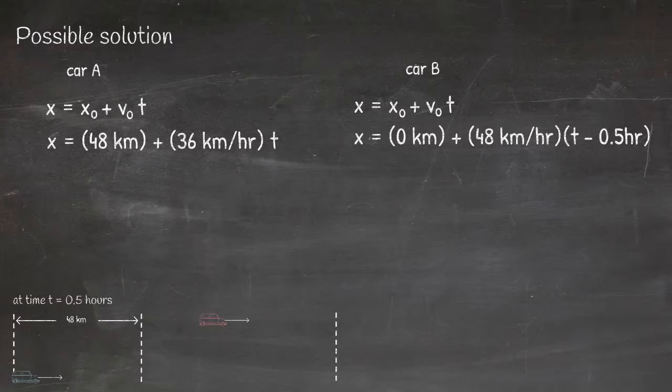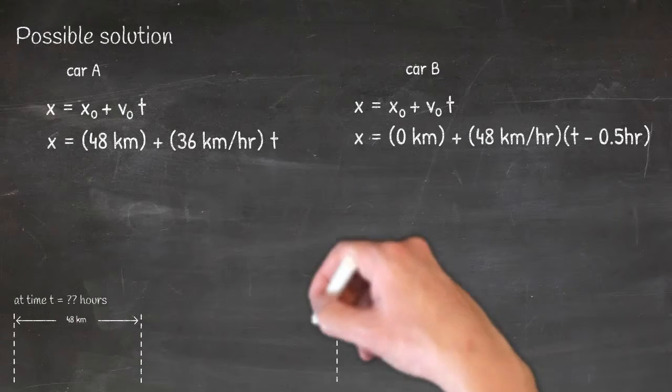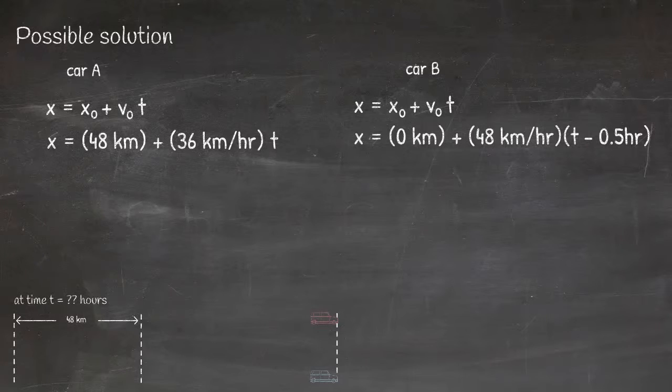You see how that works? That's the toughest, sneakiest part of this entire problem. It's not the equation bit or how we do the rest of the math. It's adjusting that time so that we take into account the half hour that car A has already been traveling. Okay. So all that's left to do then is to figure out what time it is going to take for car B to pass car A.